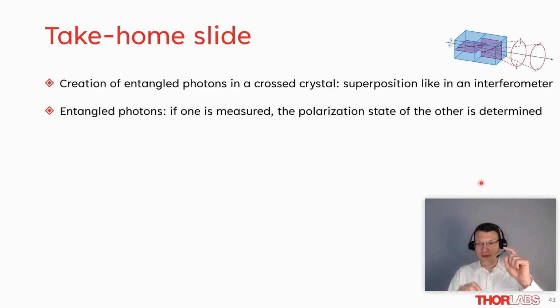Then, if one photon is measured, the polarization state of the other is determined, right? So we have the specific example of those photons where I measure it in phi, and my other one then automatically has phi as well.